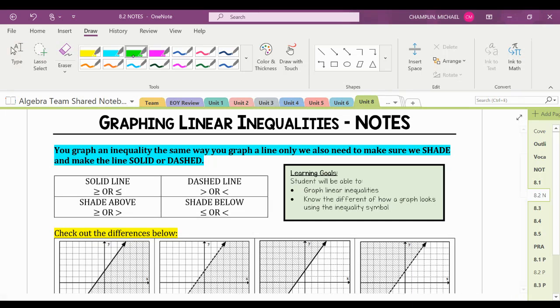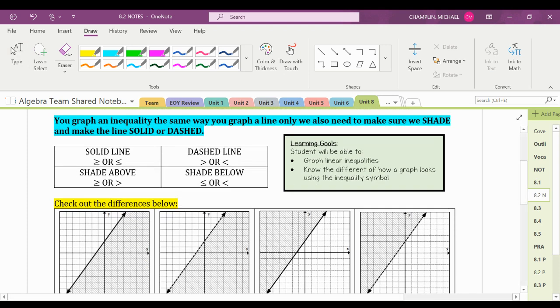Hello, my algebra friends. Today we are going to be looking at graphing linear inequalities. All right, so let's dive right in. There's a lot of little concepts.